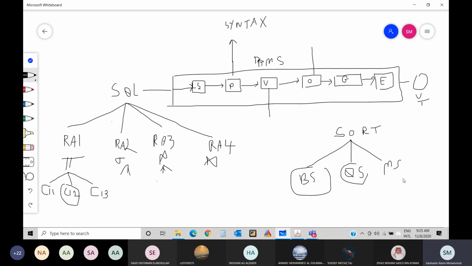Which one is the best? It depends on the situation, I think. Yeah, very good. It depends on the situation. For some situations, quicksort is the best. Do you know for which situation quicksort is the best, Shabab?